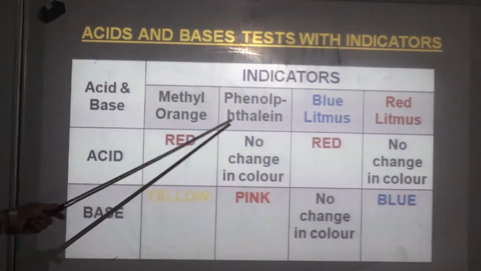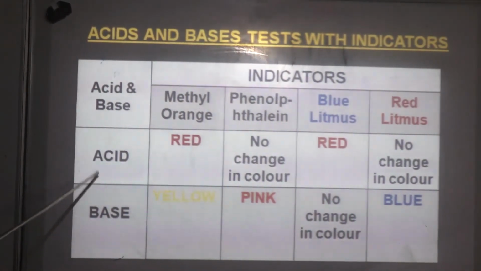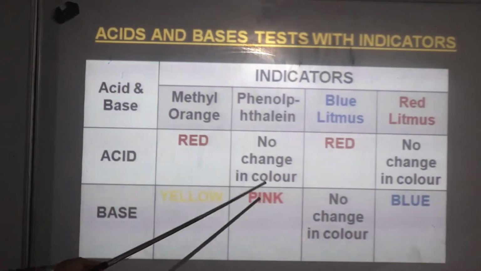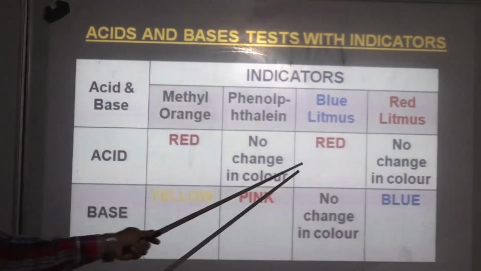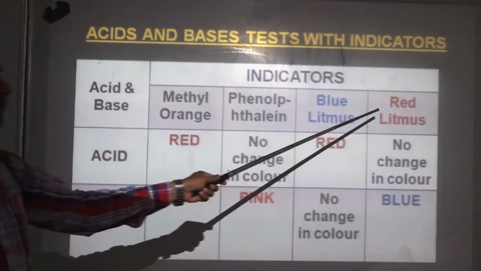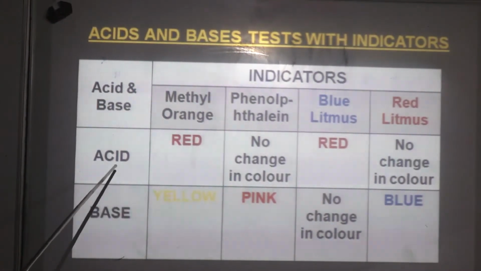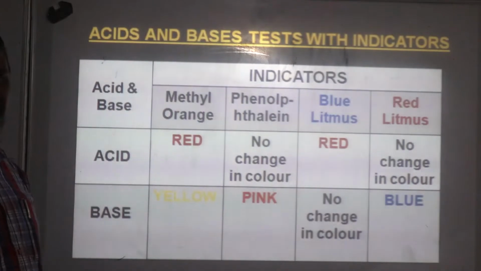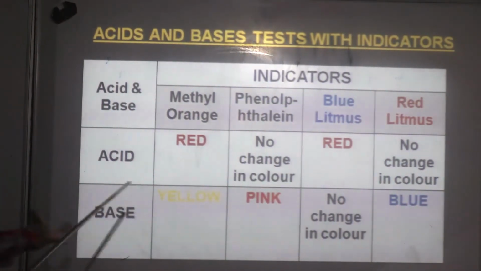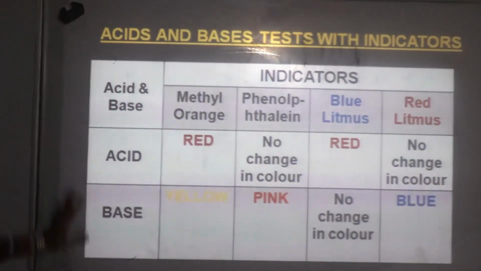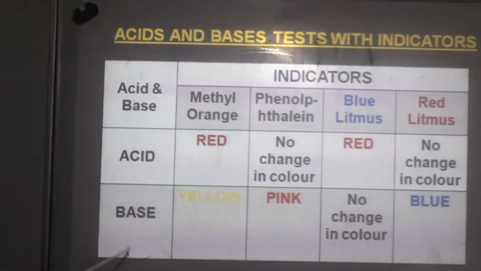When 1 or 2 drops of phenolphthalein is added to an acid, then there will be no change in the color. When blue litmus paper is dipped in acid, it turns red. When red litmus paper is dipped in acid, there will be no change in the color. Here you see red, because red is a dangerous acid. You remember that. Now coming to base.